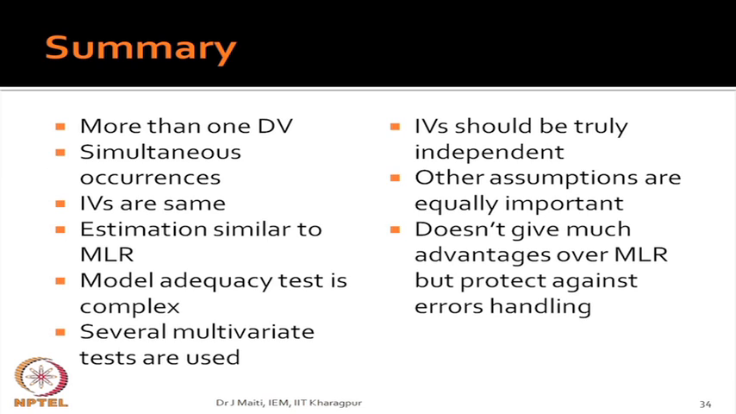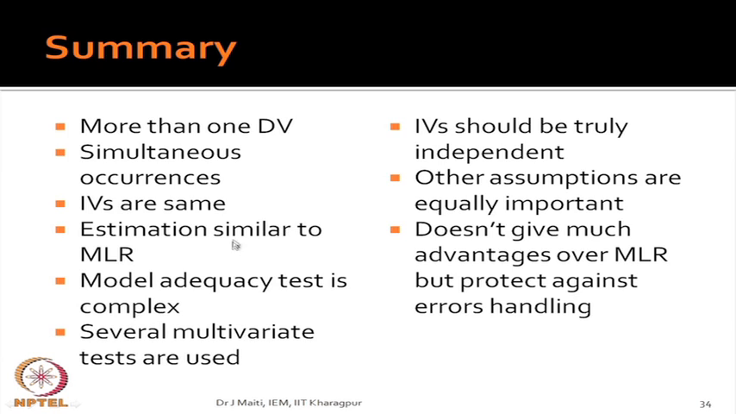In summary, when you go for MBLR, you have more than one DV, and all the DVs occur simultaneously. Then the IVs, meaning independent variables, are the same, affecting different DVs. This is the condition when you will go for this. The multivariate normality, equal covariance structure and other assumptions you have to test.